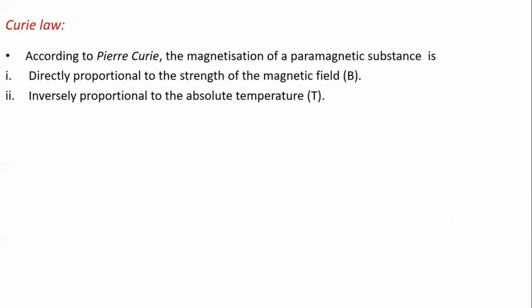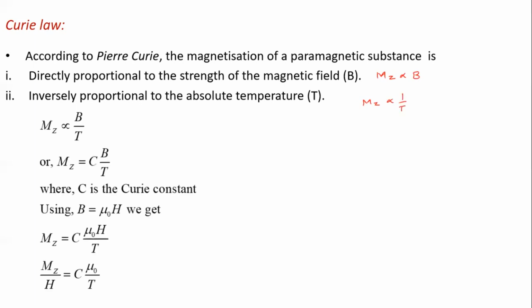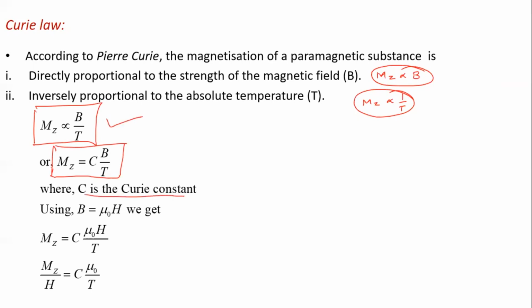So according to Curie, the magnetization of a paramagnetic substance is directly proportional to the external magnetic field, and inversely proportional to absolute temperature, meaning temperature in Kelvin. When we combine these two relations, we get this equation. If we place a constant here by removing the proportionality sign, then C is a constant called the Curie constant. If you remember this formula, you can write the Curie law.